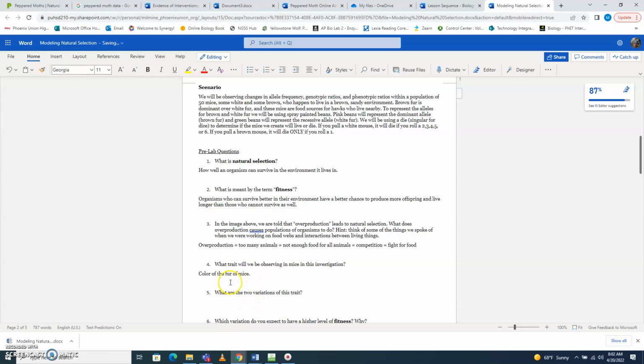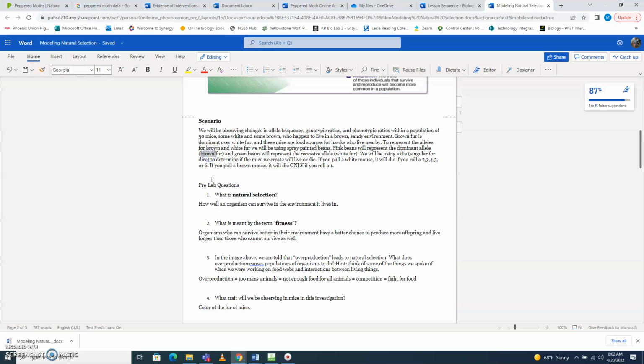And number 5 is a build off of number 4. What are the two variations of this trait? Well, we have fur, we have brown, we have white.